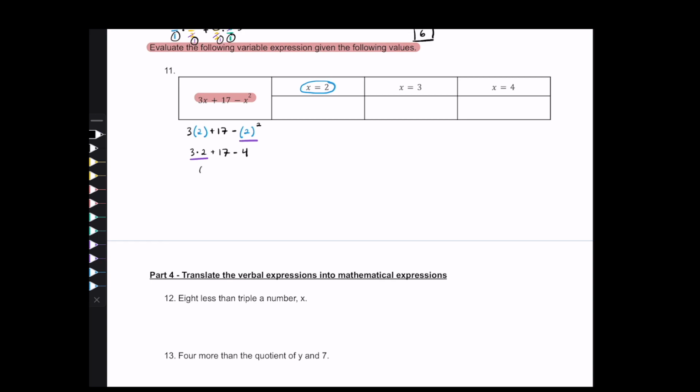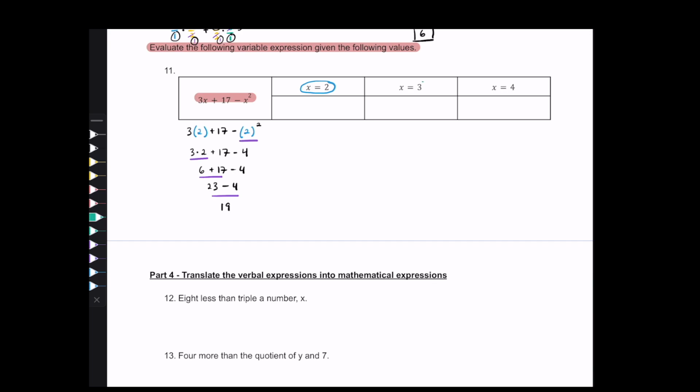3 times 2 is going to be 6, so we have 6 plus 17 minus 4. And then addition and subtraction are equally important, so we go left to right. 6 plus 17 is 23. 23 minus 4, that's going to equal 19. Okay, so that's if x was equal to 2.